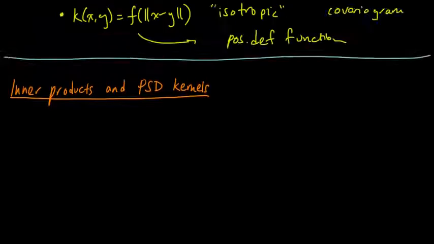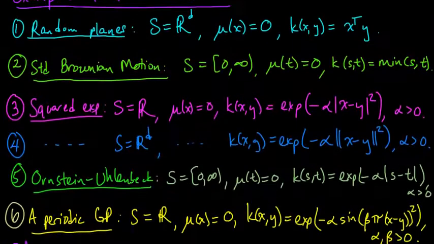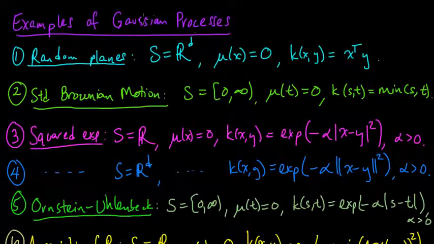So the very first specimen of Gaussian process that we examined was this random planes Gaussian process. And this one was just when we took S to be d-dimensional real space, this vector space, and we defined our kernel to be x transpose y, just the dot product of x with y, or in other words, the inner product of x with y.